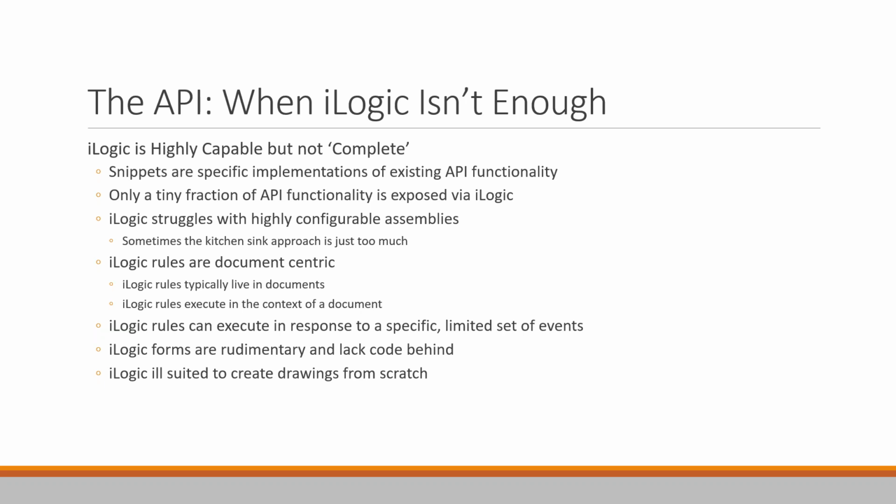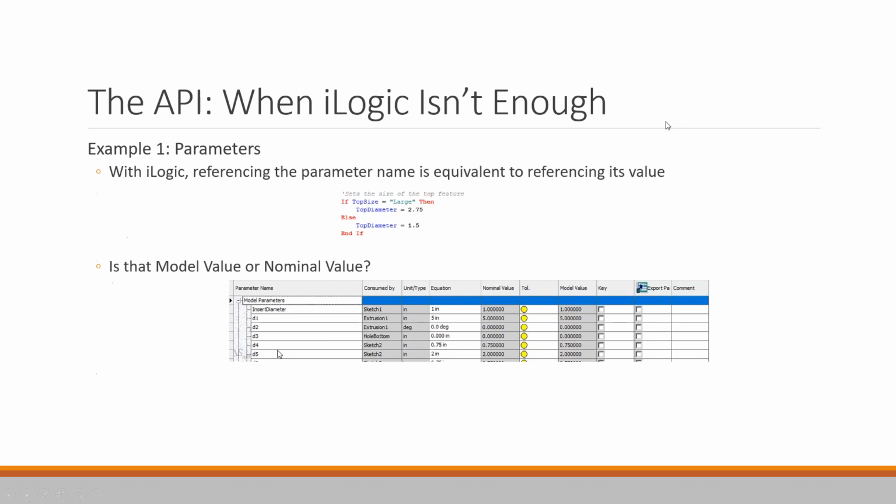The iLogic rules are document-centric. You're always executing in the context of a document, sorry. With an add-in, if you're using the API, you're essentially executing at the application level, and that gives you lots of freedom to do a lot of different things. There are a limited number of events that your iLogic rules can react to. The iLogic forms are great for simple input. If you need any sort of code behind for error checking for user input, if you want to have a more complex form, you really can't do that. And it's difficult to create iLogic drawings from scratch, right?